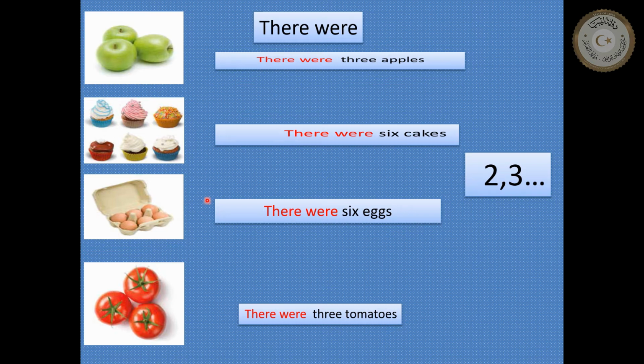Who can tell me there was what? Yes, you. A sandwich. Excellent. There was a sandwich. What else? There was an apple. An apple? No, an orange. What about there were? Can you tell me about there were? There were 3 apples. There were 6 cakes.